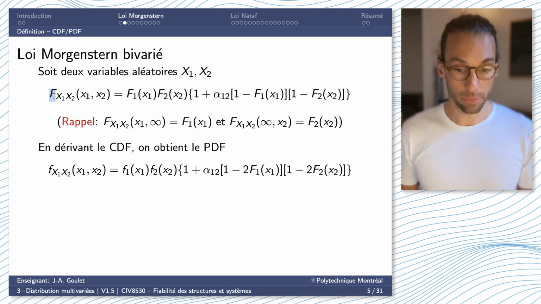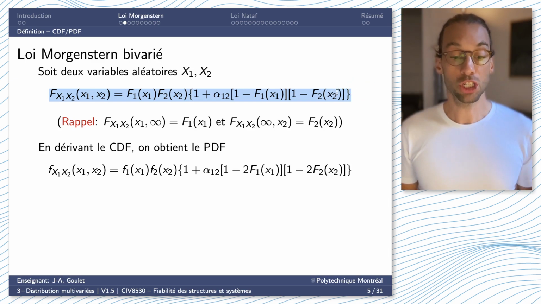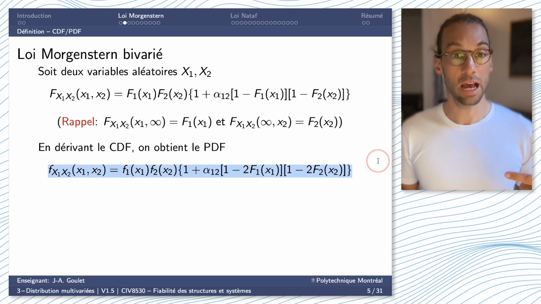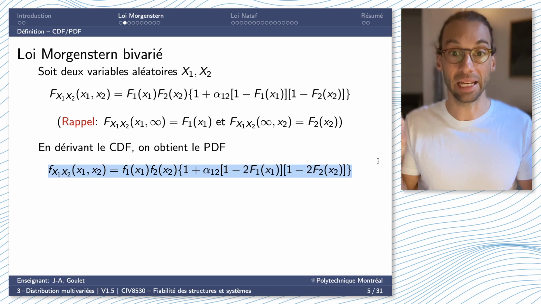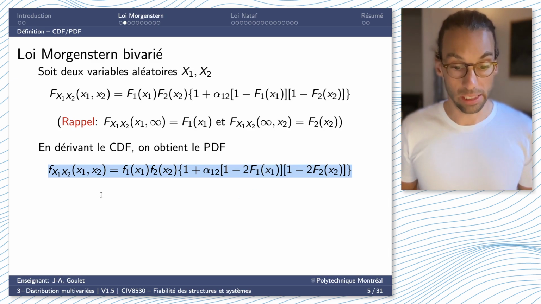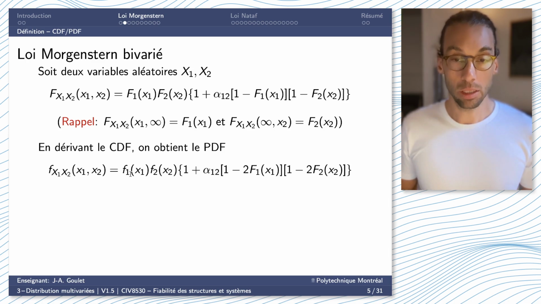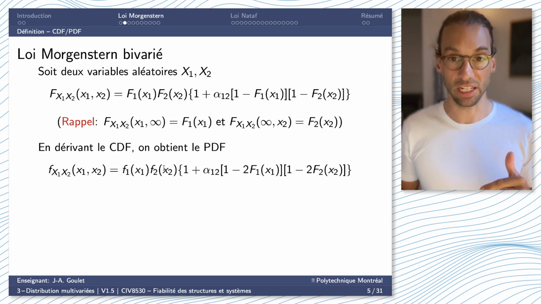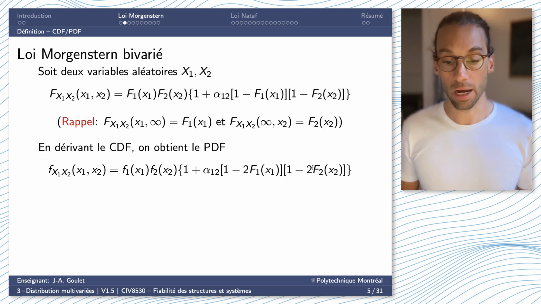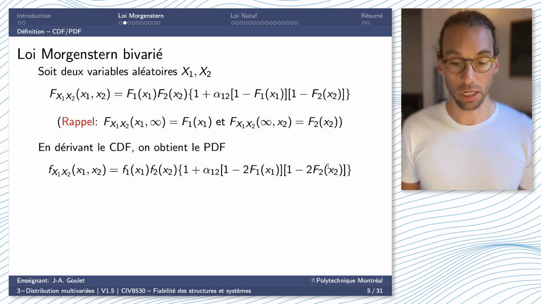And if we take this formulation and differentiate it with respect to x1 and x2, we're going to get a closed form solution for the joint PDF that still maintains a very simple and elegant analytical form. The joint PDF, according to Morgenstern, is going to be the product of the marginal PDFs, f of x1 and f of x2, times 1 plus the same alpha 1,2, the parameter that controls my dependency, times 1 minus 2 times the marginal CDF of x1, times 1 minus 2 times the marginal CDF of x2.